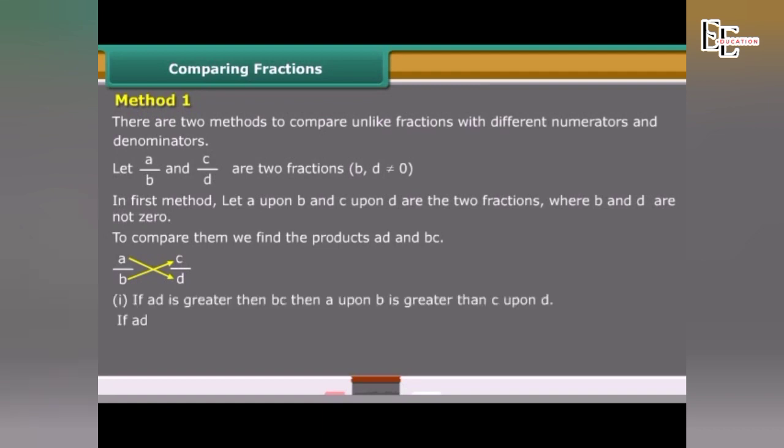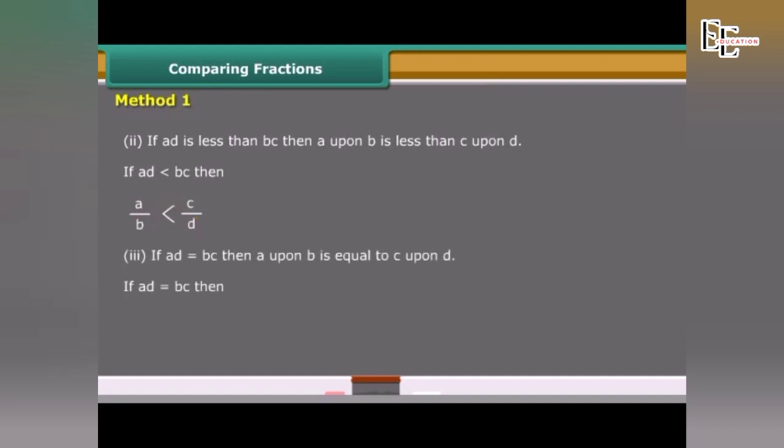1. If AD is greater than BC, then A/B is greater than C/D. 2. If AD is less than BC, then A/B is less than C/D. 3. If AD is equal to BC, then A/B is equal to C/D.